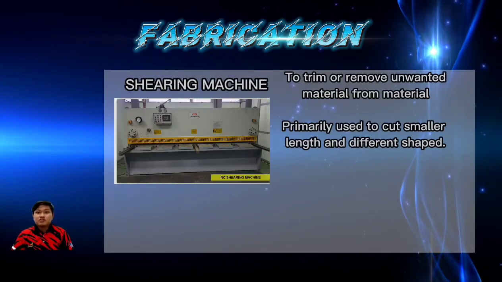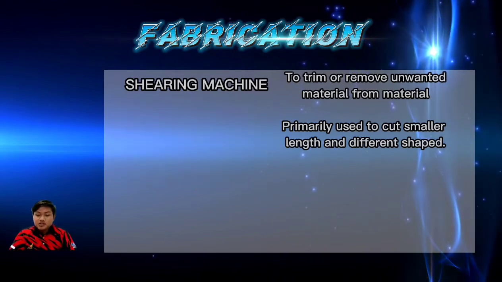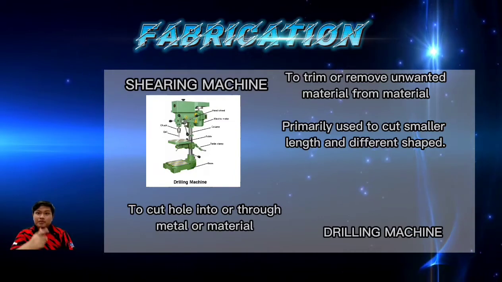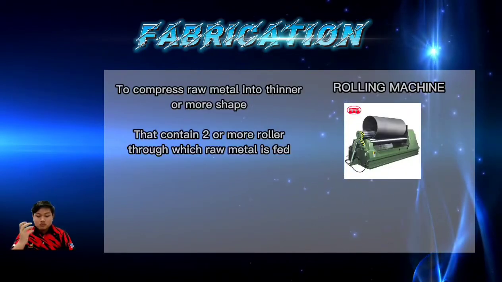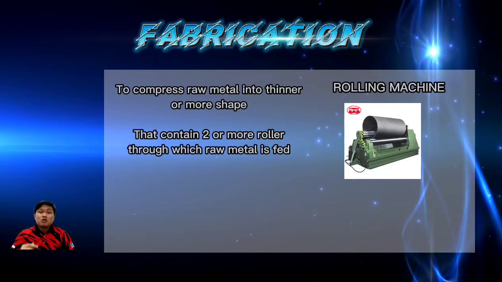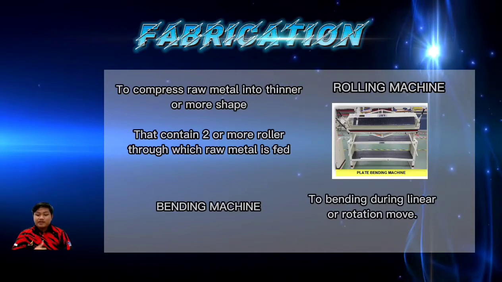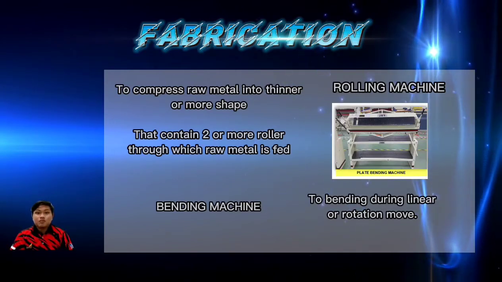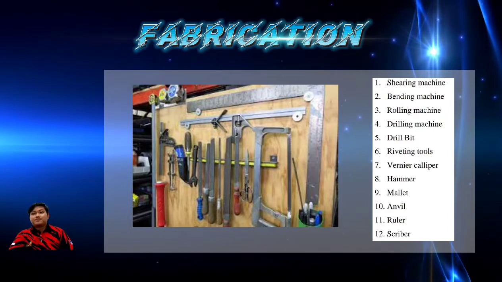Shearing is a function to strip or remove unwanted material from material. Drilling is to cut holes into the metal or material. Rolling is to compress raw metal into a thickness or more shape. And the bending machine is to bend the tool during linear or rotation move. This is the basic tool that we use during the fabrication process.